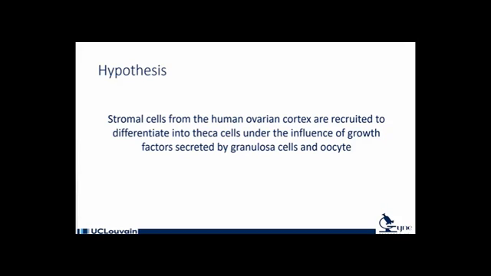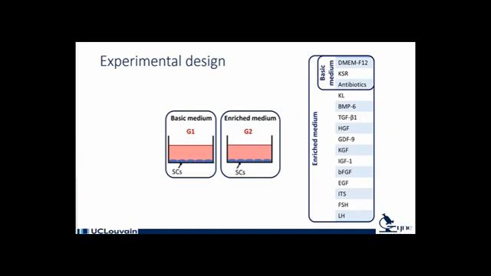As human ovaries are similar to ones from large animal models, we hypothesized that under the influence of growth factors secreted by granulosa cells and oocyte, stromal cells from the ovarian cortex can differentiate into theca cells. To prove our hypothesis, we have isolated the stromal cells from the cortex of postmenopausal ovaries and divided them into two different groups, where we could separately assess the effect of the growth factor.